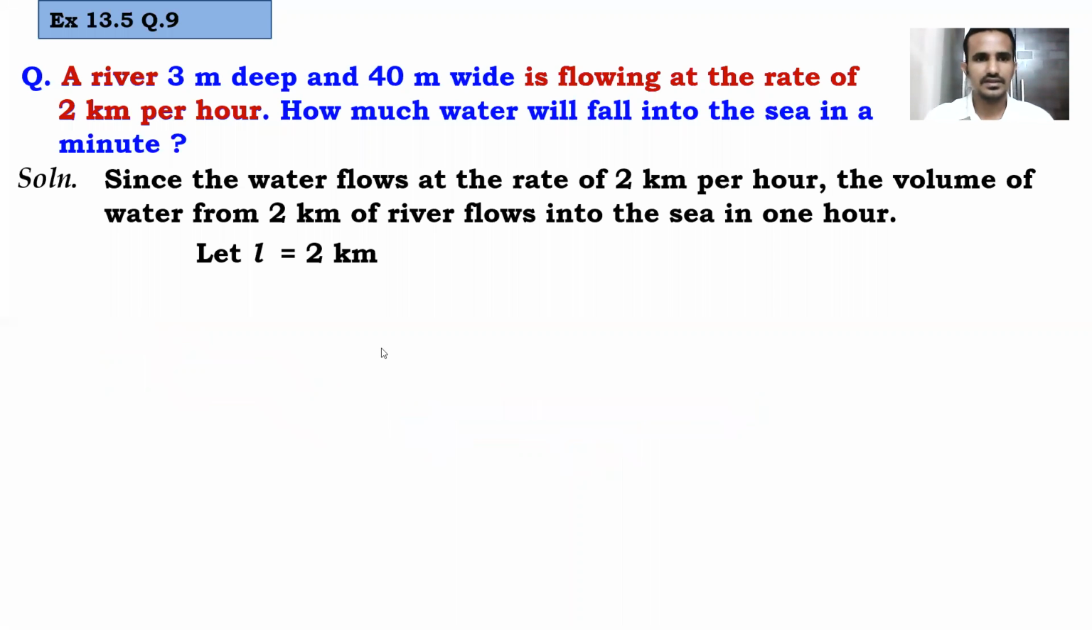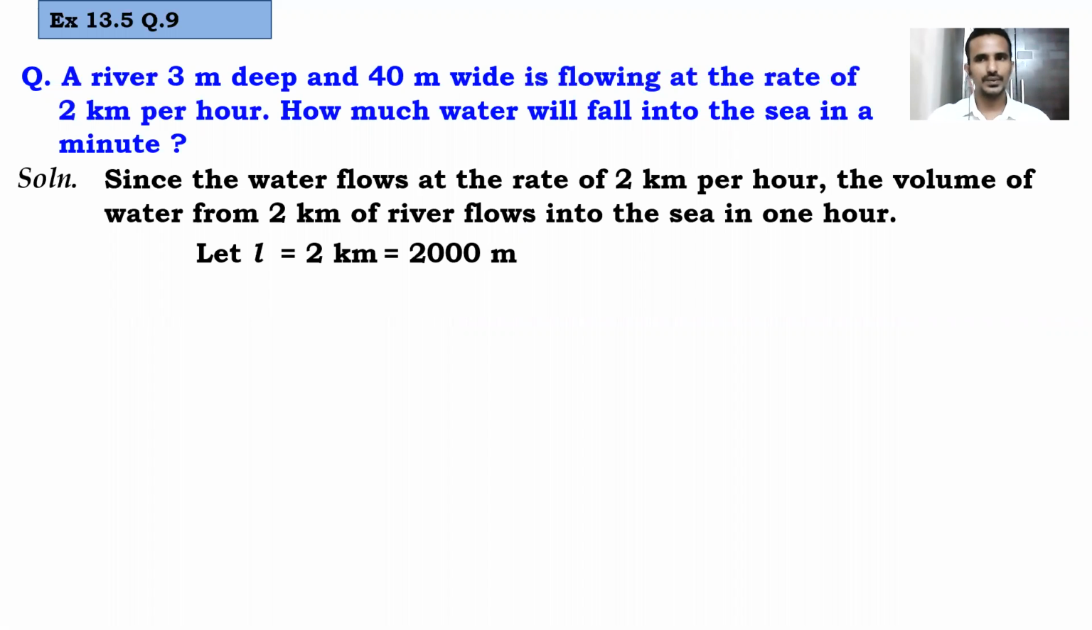First, just note this down. Since the water flows at the rate of 2 kilometer per hour, the volume of water from 2 kilometer of river flows into the sea in 1 hour. All right, so here we'll take L is equal to 2 kilometer.